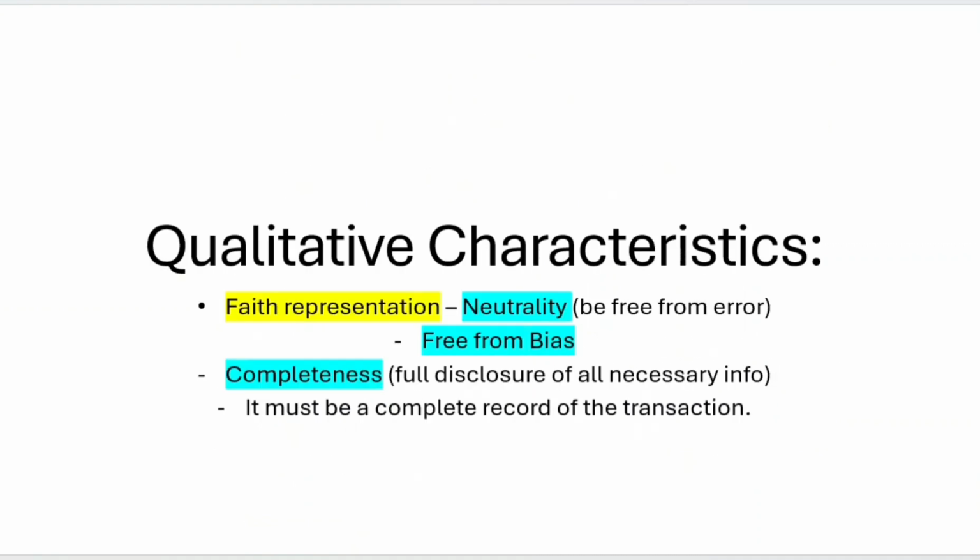Then you have faithful representation, which is another qualitative characteristic, and it has 3 parts: neutrality, being free from error, free from bias, and completeness. It must be a complete record of the transaction. Everything that is reported in your financial statements must be shown. Nothing must be hidden from the business.